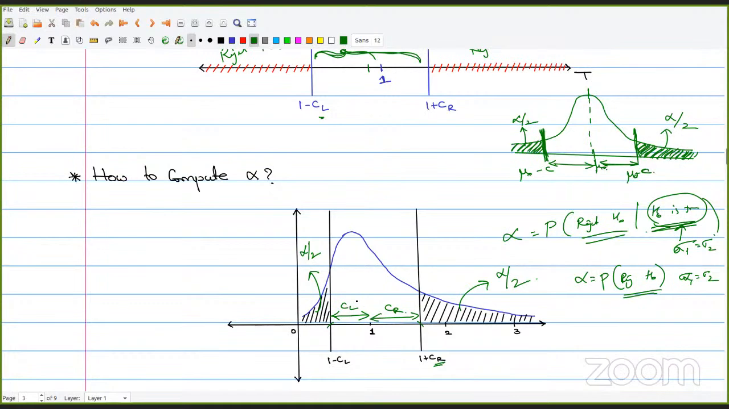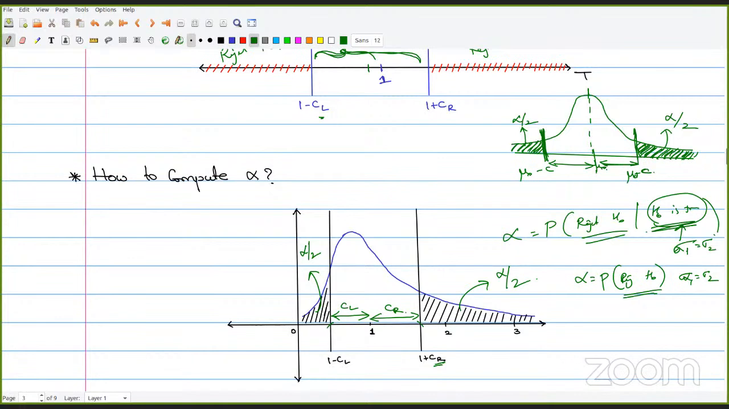If you move CL units to the left side, you might reach alpha by 2 area. But if you move the same CL to the right, you might not reach alpha by 2 area. Maybe the area is greater than alpha by 2. So the rejection region probability should be equal to alpha by 2, and that many units we will move to the right side, and that many units to the left side.